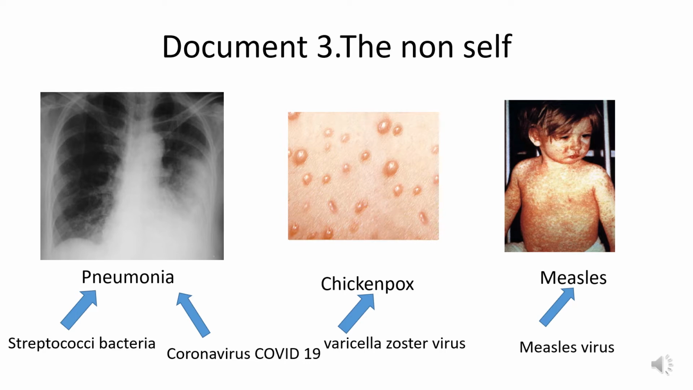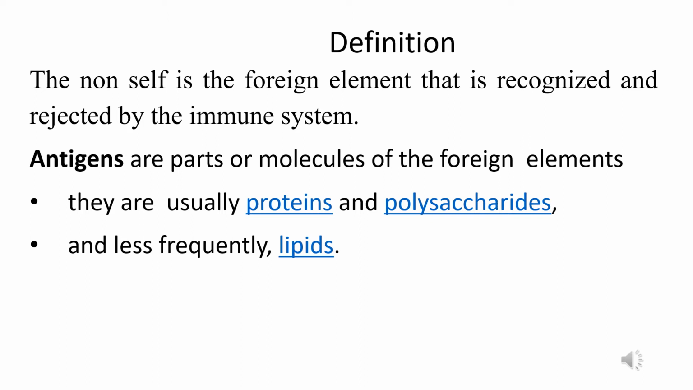So viruses and bacteria are famous examples of non-self, but are they the only ones? So what is the non-self by definition? The non-self is the foreign element that is recognized and rejected by the immune system.